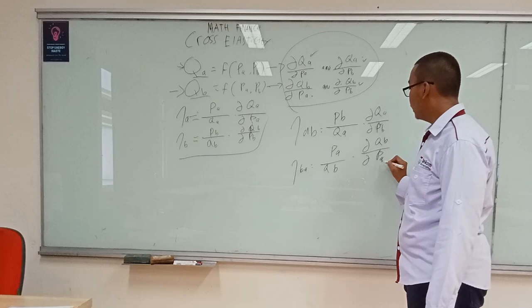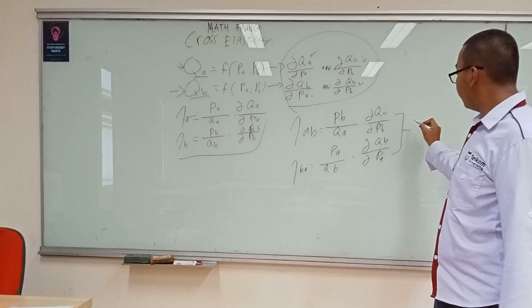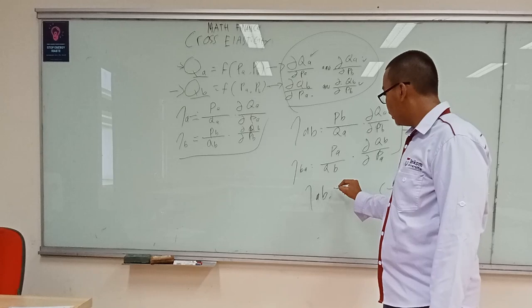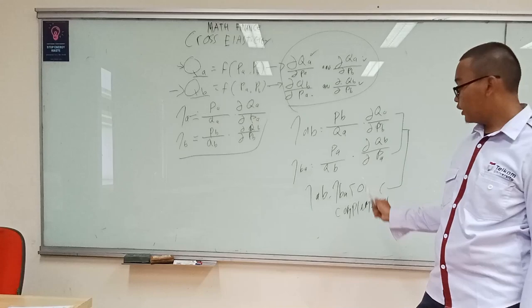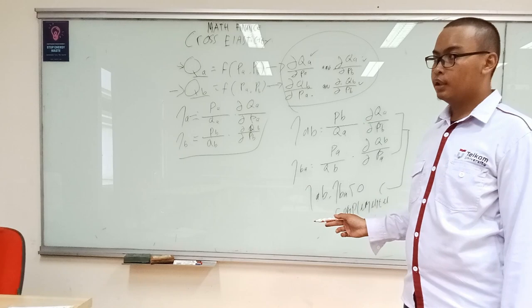And then after we find these two, we need to identify: if epsilon AB and epsilon BA are less than 0, it is complementary. And if epsilon AB and epsilon BA are more than 0, it is a substitute. Okay, now let's move to the example.